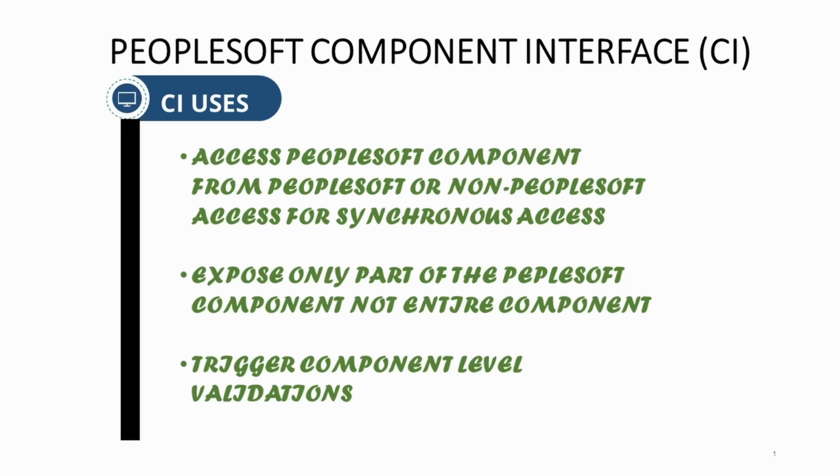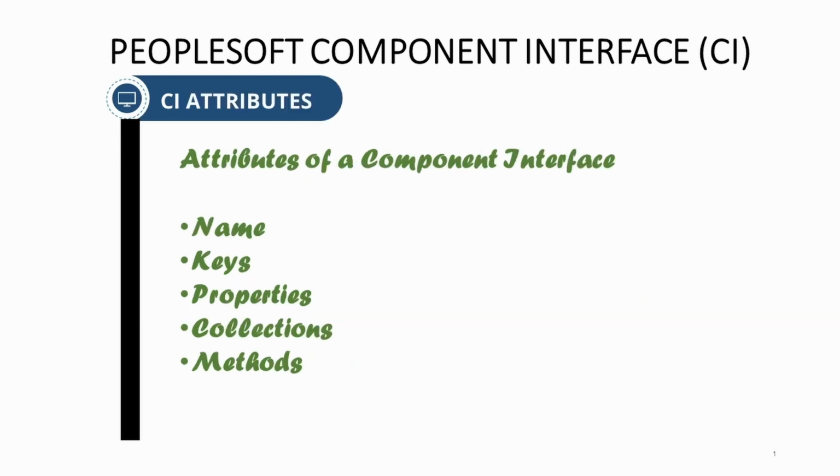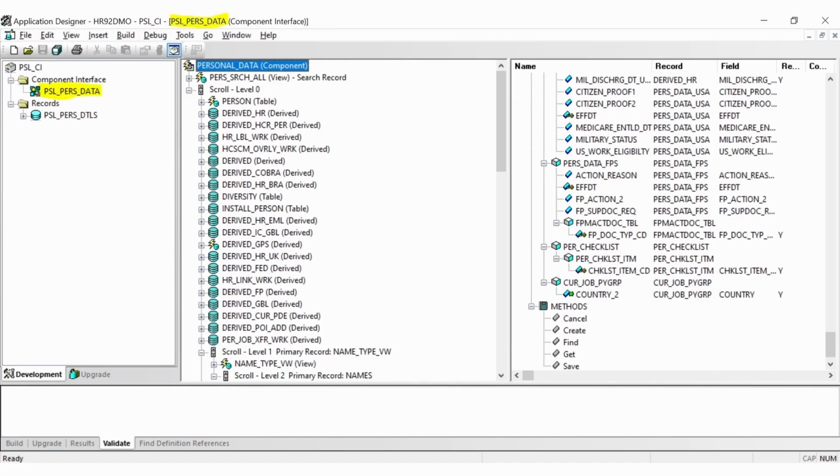Now we shall talk about PeopleSoft component interface attributes. The attributes for a component interface are name, keys, properties, collections, and methods. We will discuss each of them in detail with a practical example now. Name. As you can see on the screen, when we create a PeopleSoft component interface, we assign it a name. This name is used to call the CI through PeopleSoft or through a non-PeopleSoft application.